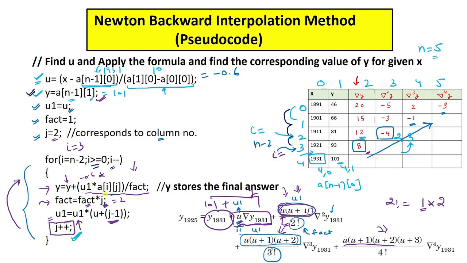So now I will be getting minus 4 here divided by factorial. The previous factorial was 2 factorial, so 2 factorial. This way, all these three terms, 1, 2, 3, are getting saved inside y. So this is over.